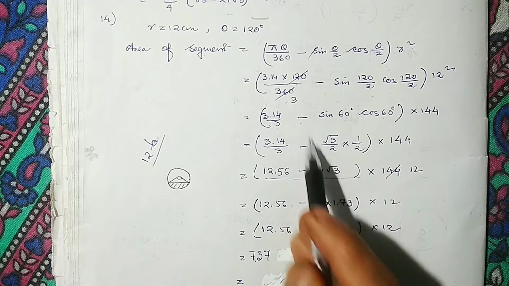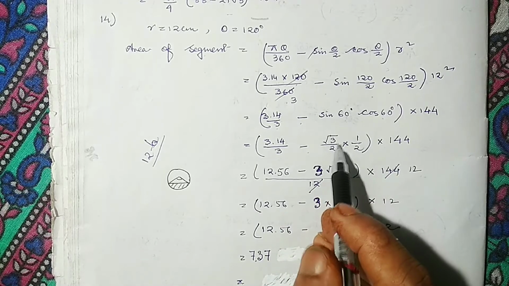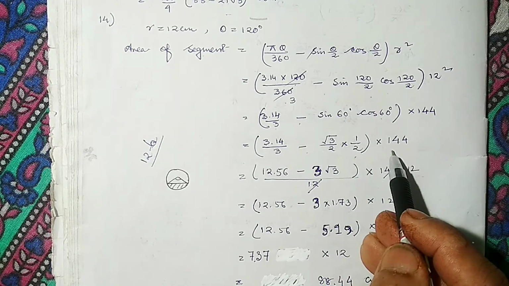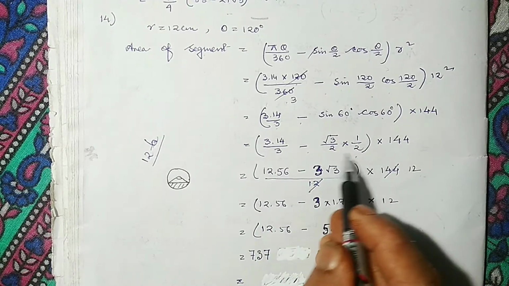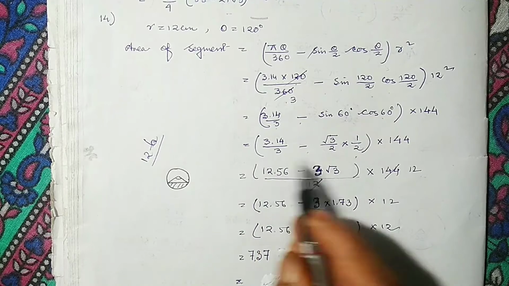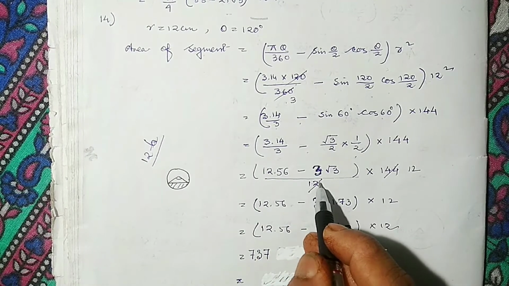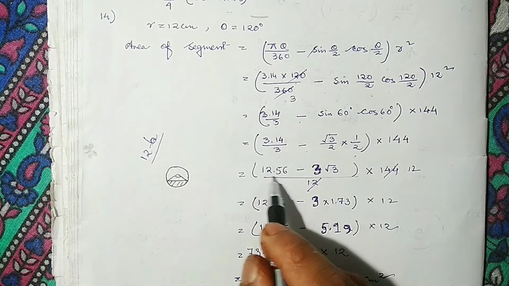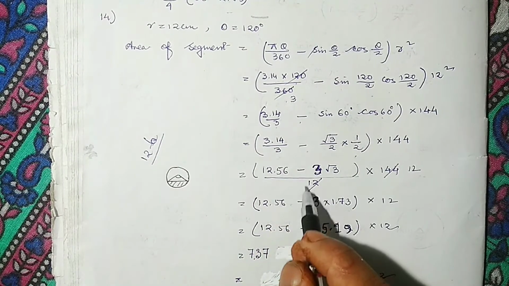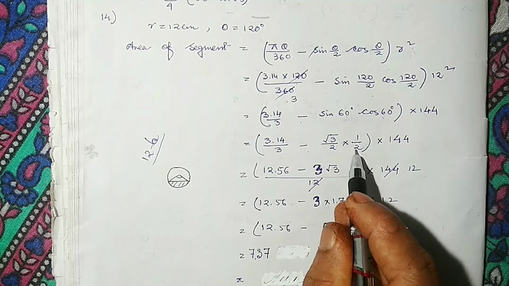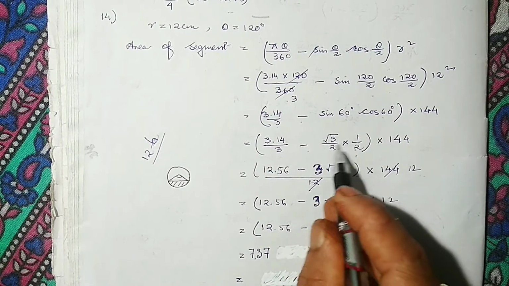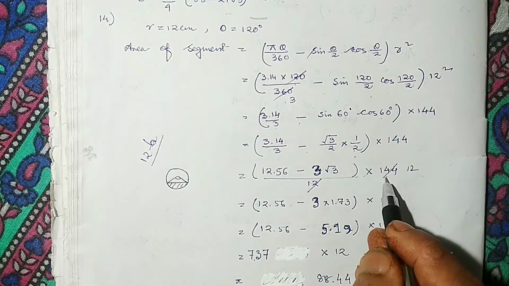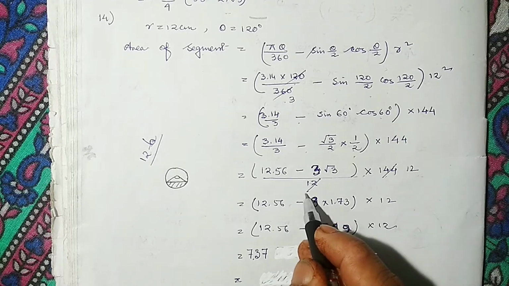3.14 by 3 minus sin 60 value is root 3 by 2. Cos of 60 is 1 by 2, into 144. Now here 3 and here 2 into 2, 4. If we take the LCM of 3 and 4, it will be 12. So 12 divided by 3, it will be 4, and 4 into 3.14 is 12.56, minus 12 divided by 4, because here it is 2 into 2, 4. So 12 divided by 4 is 3, 3 into root 3 into 144. Now 144 and 12 can be cancelled.